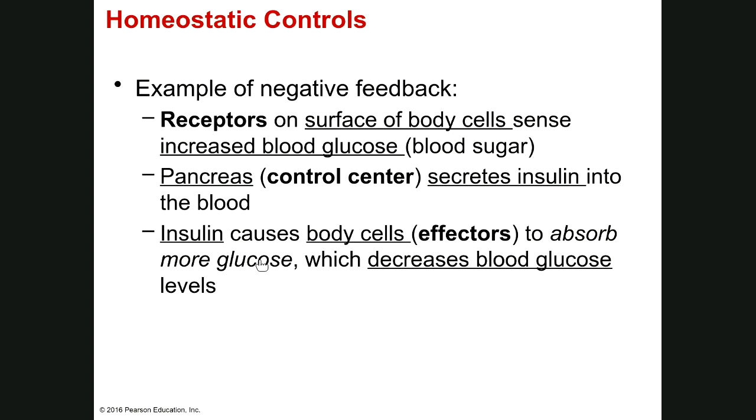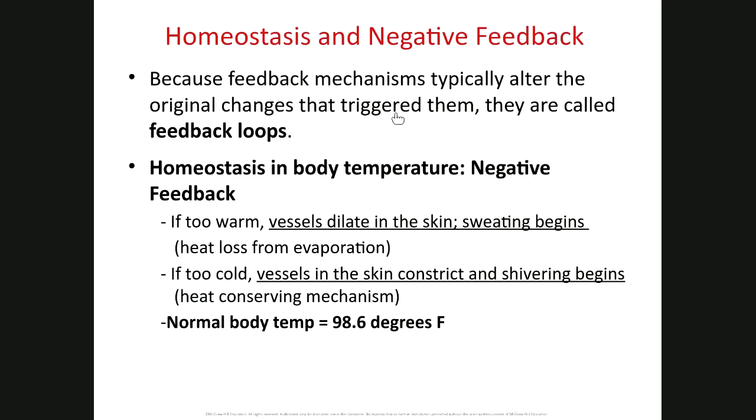So what's the final result of this process? We're going to have a reversal of what the original problem was. That is why it's called negative. We're going in the opposite direction with the problem, right? First, we had an increase in blood glucose. Now we end with a decrease in blood glucose because now we're able to take that glucose into the cells. All right, so you should know that example. You should know how to identify receptor, control center, and effector.